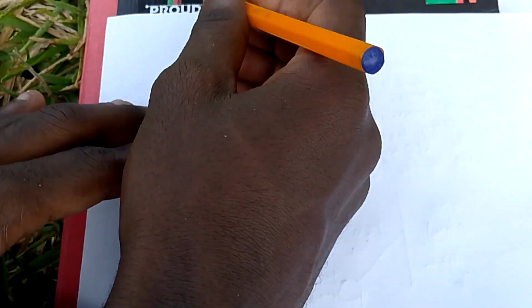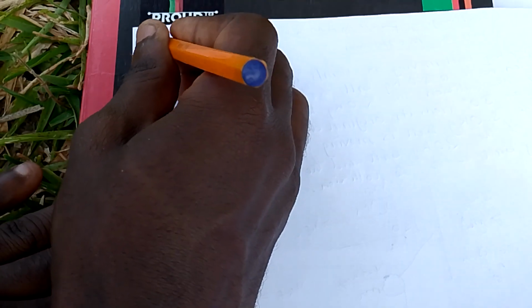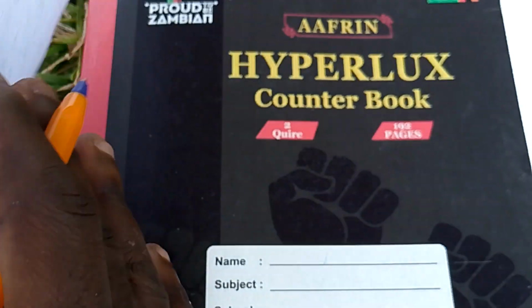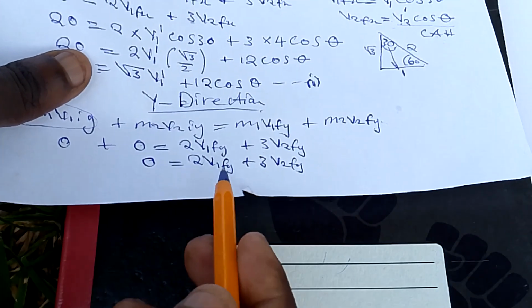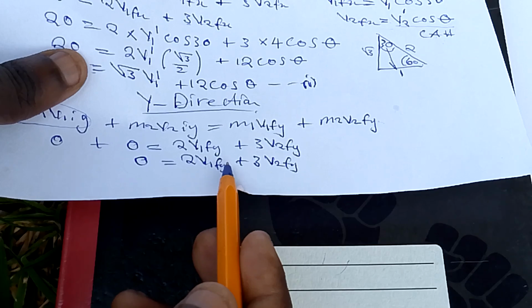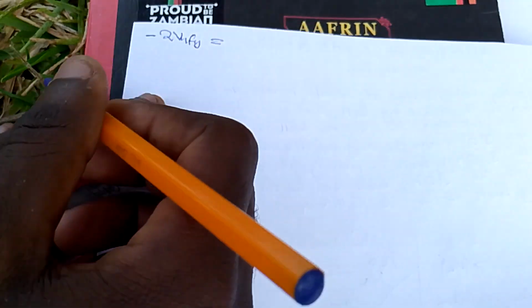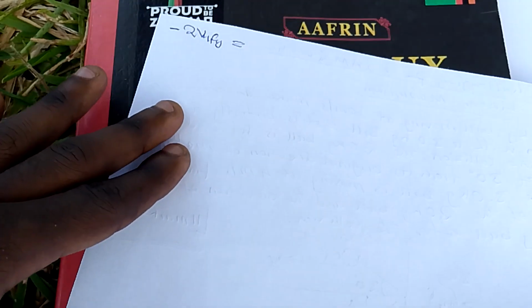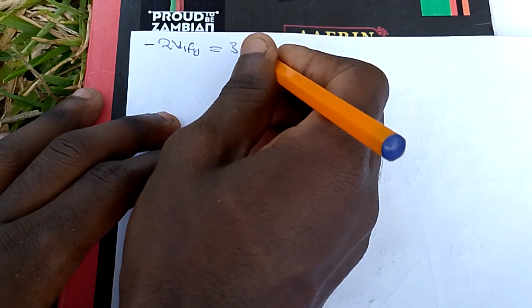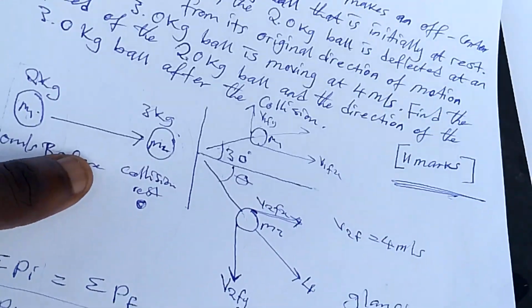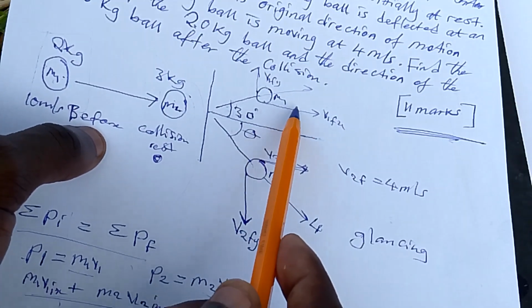I have 2v1 final. Now I have negative 2v1 final y equals to, so taking it to the other side, negative 2v1 final plus 3v2 final y plus c equals to 3v2 final y. Now remember, from the first diagram after collision, identify what is v1 final.